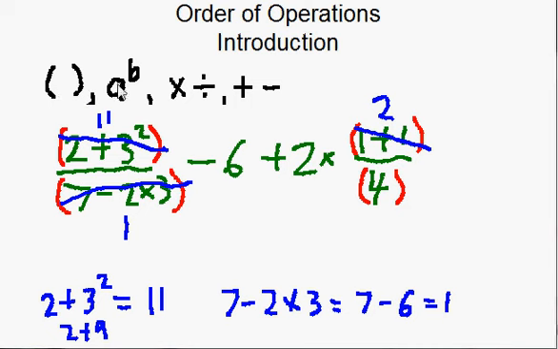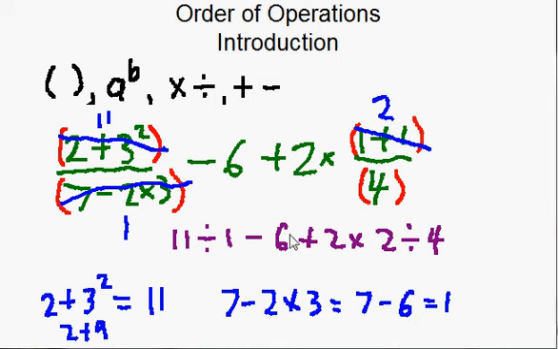Next, I have to see if I have any exponents. Well, there's none left because I've already taken care of that within this sub-expression here. All right, any multiplication and division? Well, I have multiplication, but realize that this fraction is division. So let me rewrite my original expression. I've got 11 divided by 1, because I've replaced the fraction bar with a divided by, minus 6 plus 2 times 2 divided by 4.